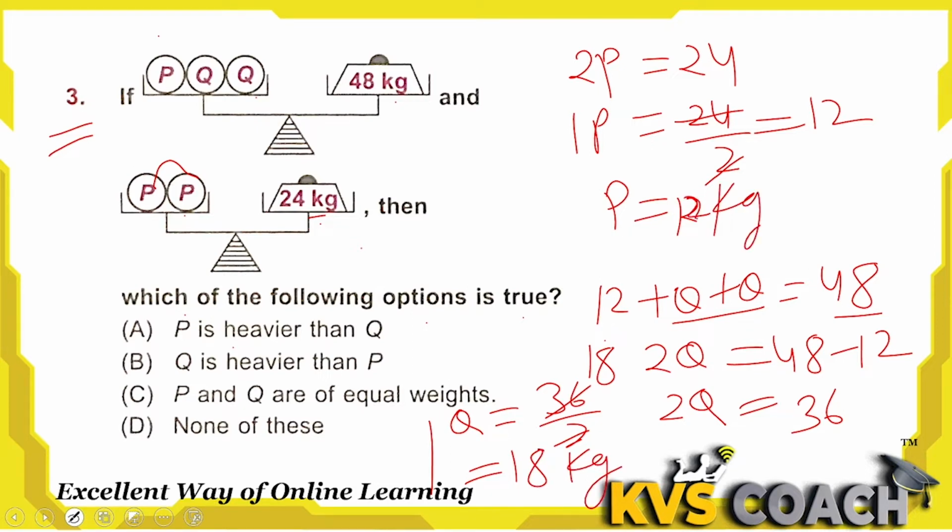Okay, it is 12. So P is heavier than Q? No, P is lighter than Q. P is 12 kg but Q is 18 kg. So Q is heavier. First one is wrong. Q is heavier than P. Yes, this is right. Q is heavier than P because it is 18 kg and it is 12. P and Q are equal weights. No, Q is heavier. None of these. No, because Q is heavier. B is the right answer here.